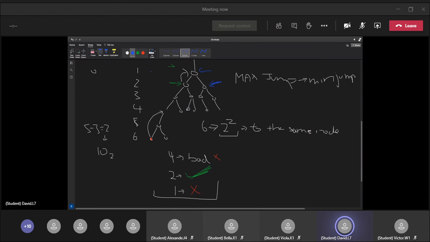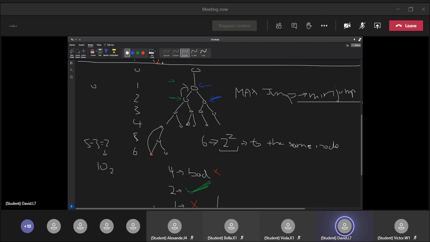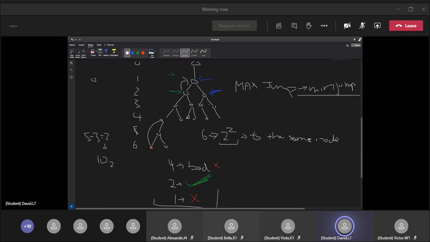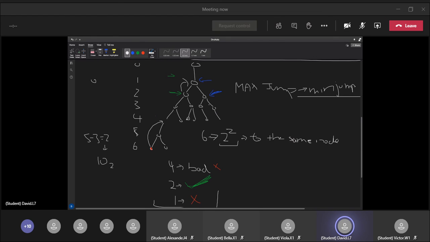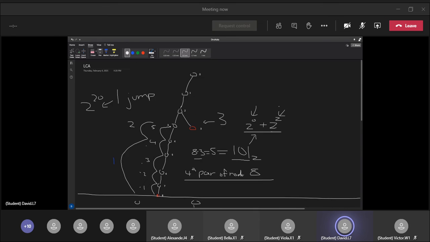Basically, once we finish all of our jump sizes and our nodes are where they are, the LCA is just the parent of either one of them. So once we do that, we basically found our LCA, and then we can just return the value. So does anyone have any questions?